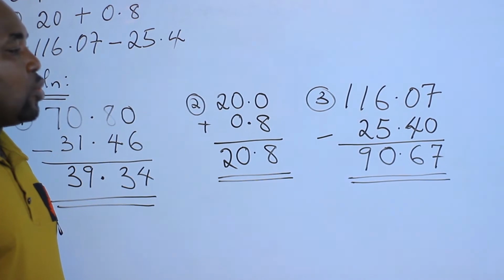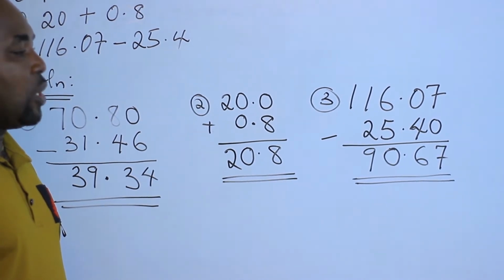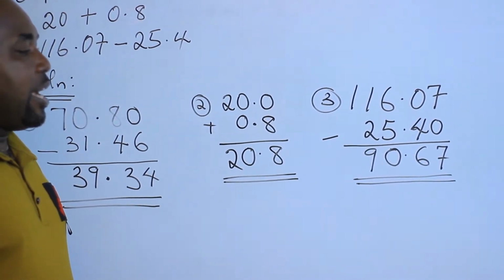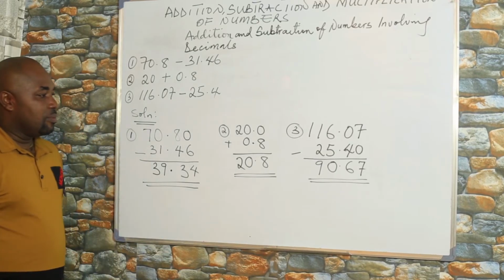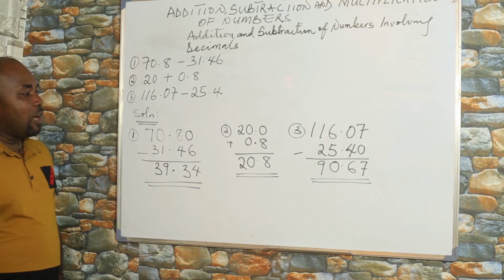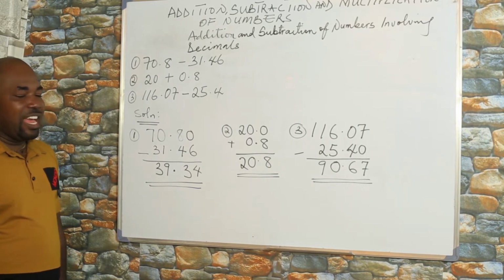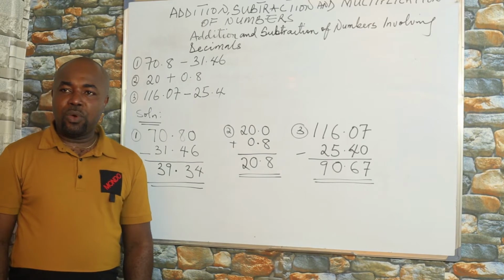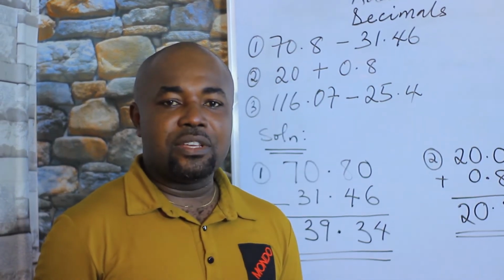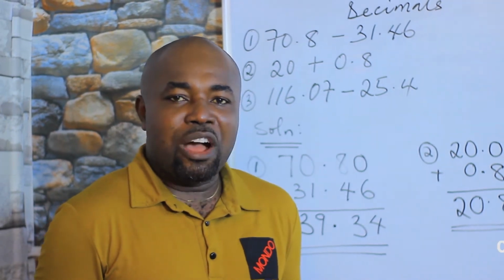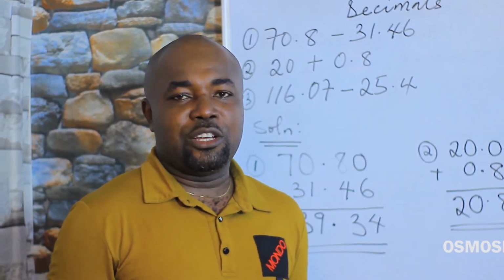116.07 minus 25.40 is 90.67. You pause and check down. I will give you an exercise to do now before we go into the next section. You try your hands on those exercises to enable you know if you are following in this lecture.